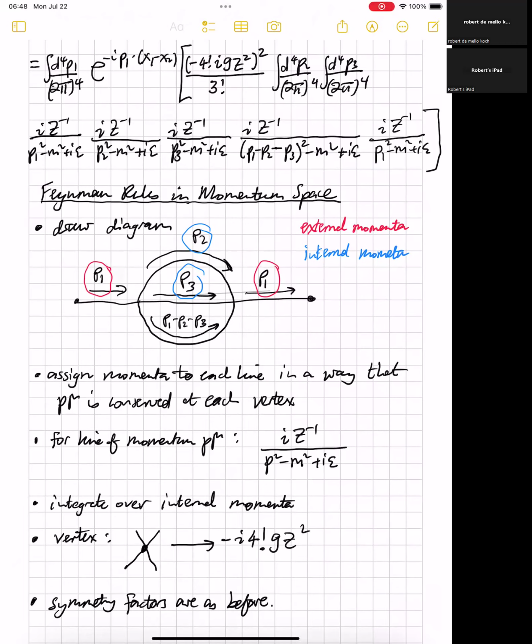You can write down the expression for any position space Feynman diagram. Why don't you pick another Feynman diagram, write down the position space expression for that Feynman diagram, do the Fourier transform, see what you get, and check that you can reproduce your Fourier transform using the rules that we've written down here. That would be a very good exercise to check that you've understood the Feynman rules in momentum space. Good, we'll discuss the exercises.